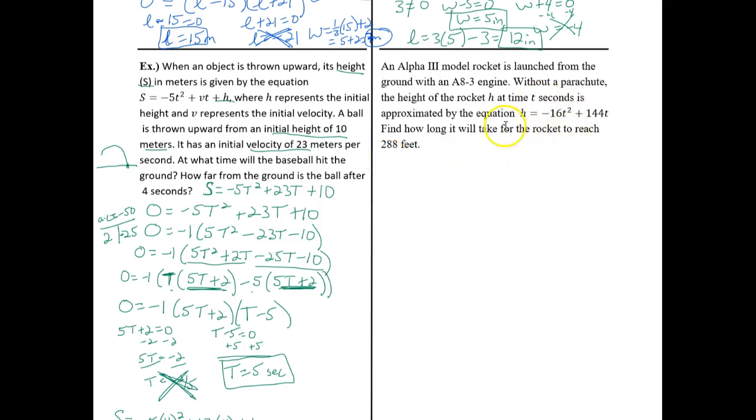Alright, so we don't have to plug anything in here like we did there. They give us the full equation. The question is how long, so we're solving for t, for the rocket to reach 288 feet. So we know the height. We're going to replace h with 288. And we need to find t.